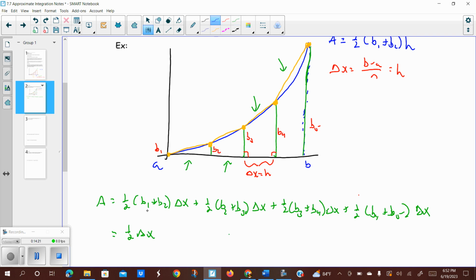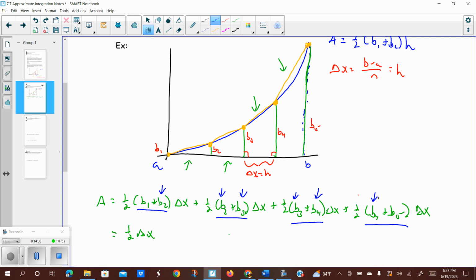And what I have is base 1 plus base 2, base 2 plus base 3, 3 and 4, 4 and 5. What you should notice, and hopefully you already have figured this out, is that some of those bases are being added twice. I can see that base 2 is added twice. I can see that base 3 is added twice. I can see that base 4 is added twice. The only ones actually that are not going to be added twice are the ends, base 1 and base 5.